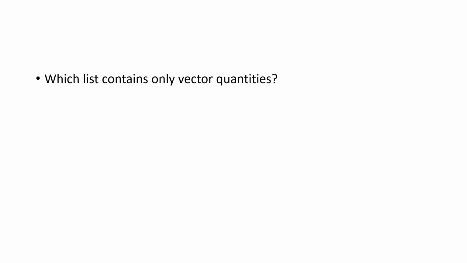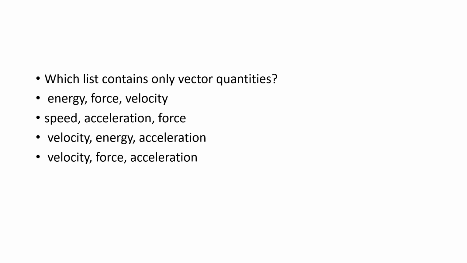The next question, which list contains only vector quantities? Options: energy, force, velocity; speed, acceleration, force; velocity, force, energy; and acceleration, velocity, force. What is a vector quantity? A quantity having both magnitude and direction is called a vector quantity, and energy is not a vector, it's a scalar. Here speed is a scalar quantity. Here again energy is a scalar quantity. But here velocity, force, acceleration all are vector quantities. So our answer is D.